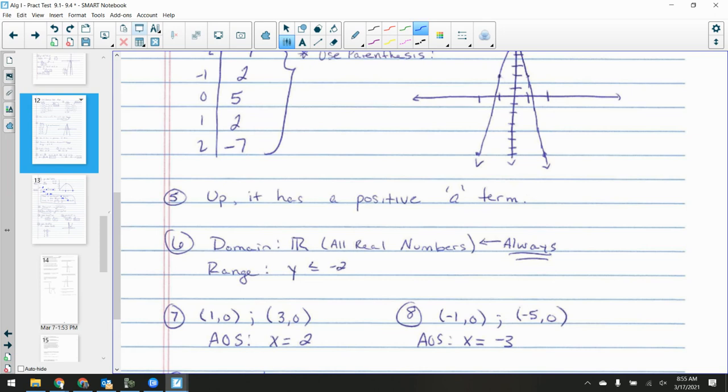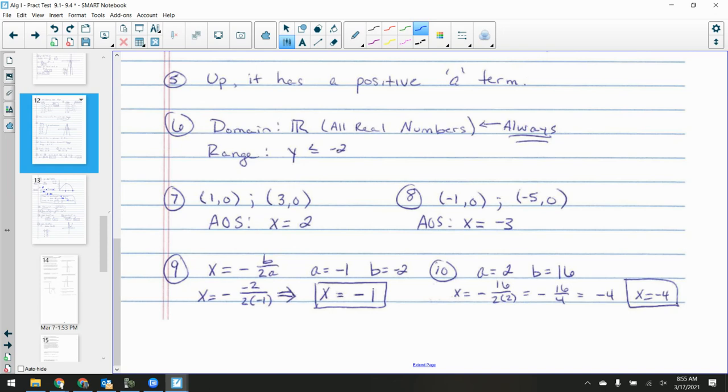Number 9. Good. We had the formula. We need the formula here: x equals negative b over 2a. So we plug it in. We get x equals negative 1. Let's see if I agree with that answer. X equals negative 1. Yep, I would agree with that answer.